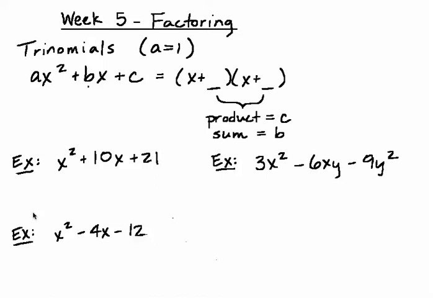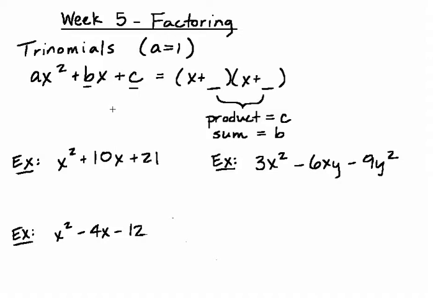We are trying to factor trinomials where the a term is equal to 1. In other words, there is no number in front of the x squared. When we do this, the trinomial will be able to factor into two parentheses, and it will be x plus a number times x plus another number. The two numbers, when you multiply them, will multiply to equal c, and when you add them, they will add to equal b.